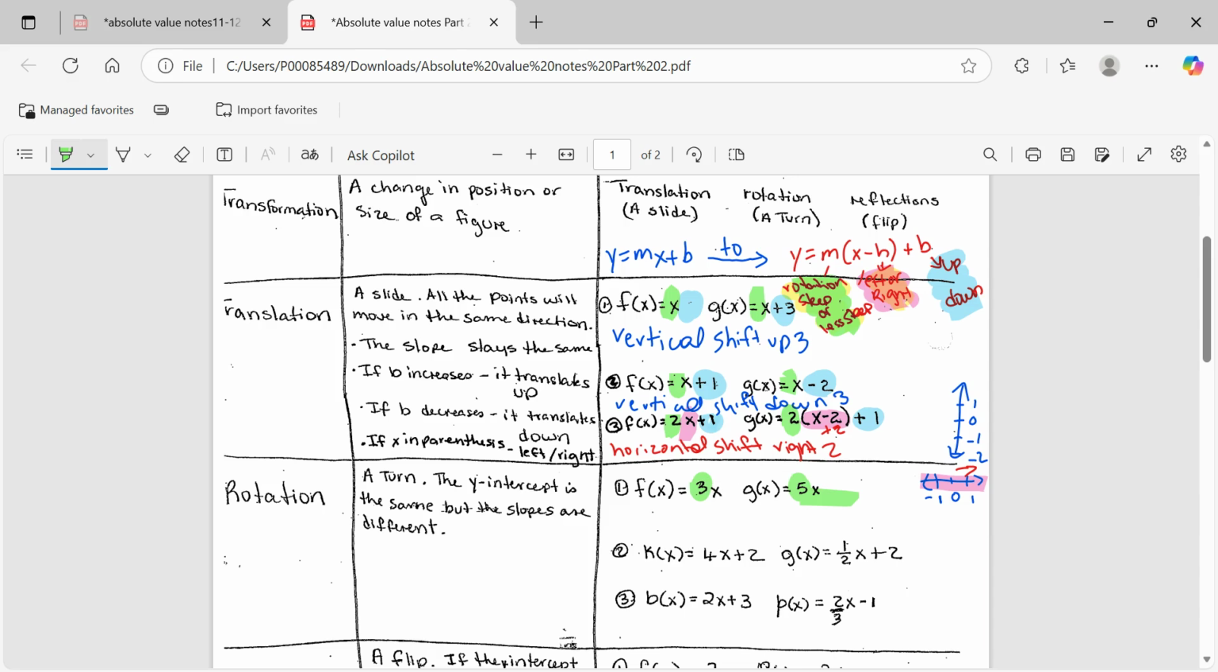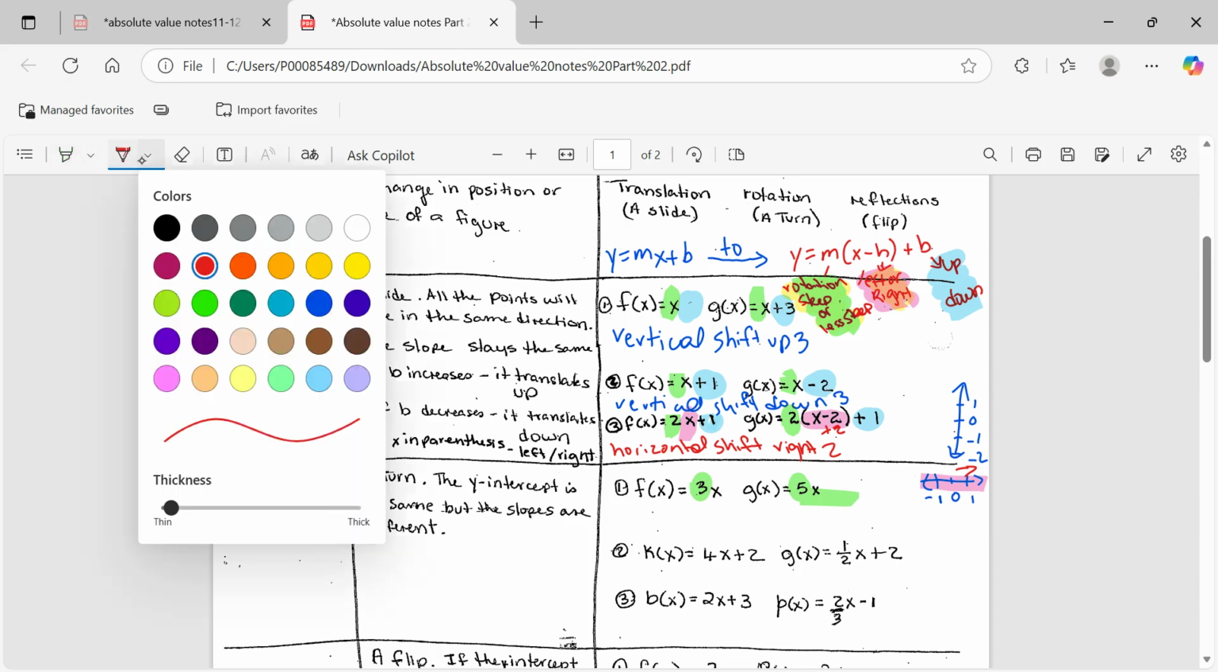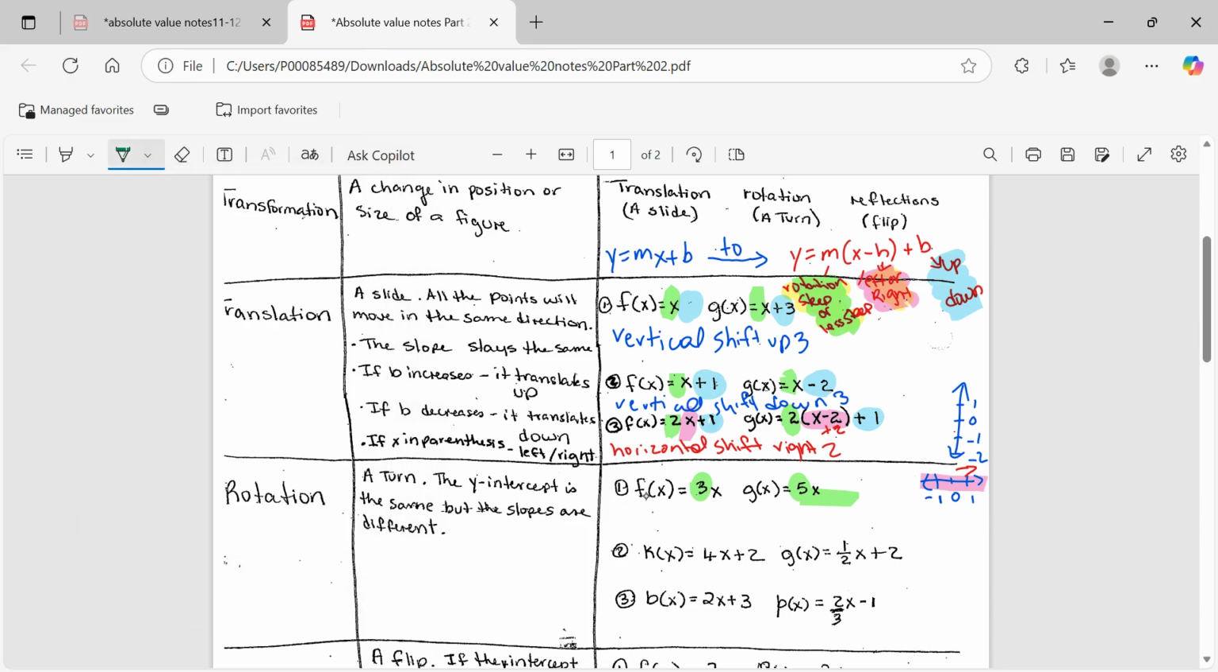When the numbers go up, it becomes steeper. If the numbers go down, then it becomes wider. So this is going to be a rotation up, which actually makes it steeper.